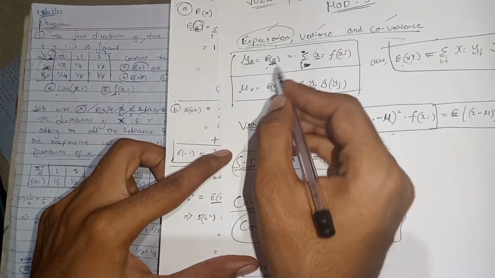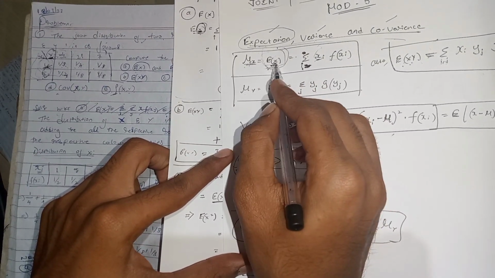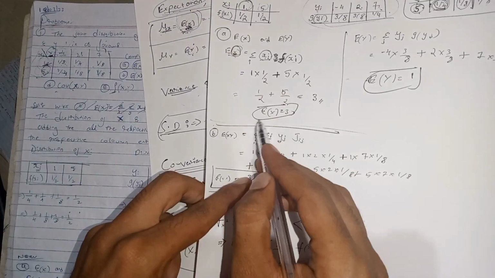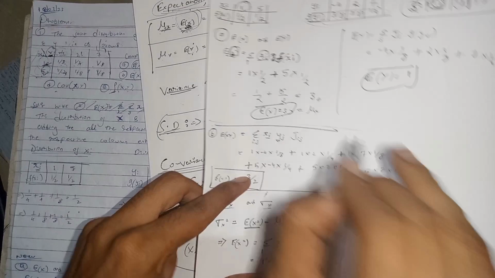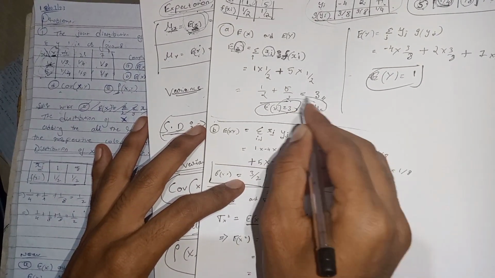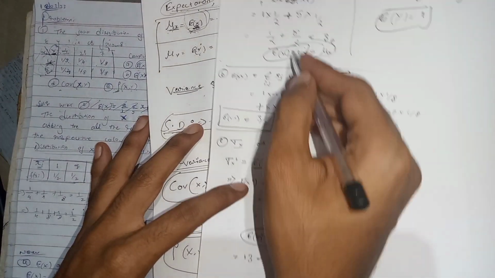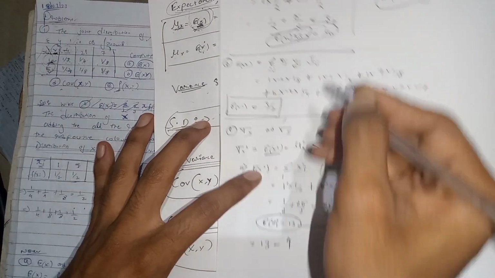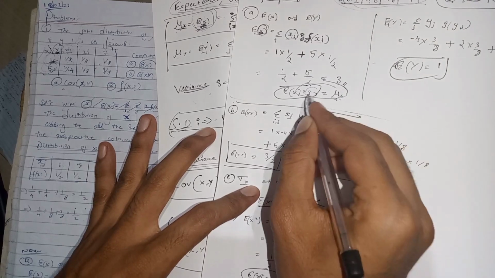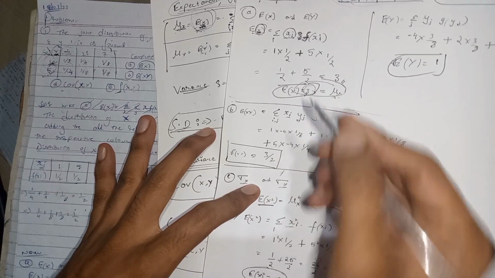Now, we have already calculated E of x. E of x is equal to 3, which is nothing but your mu x only. Now here we need mu x square. That means whatever value we have got for mu x, we need to square it. That means 3 square is nothing but 9. That is mu x square. We know that mu x is equal to 3, so if we want to find mu x square, just square this number.